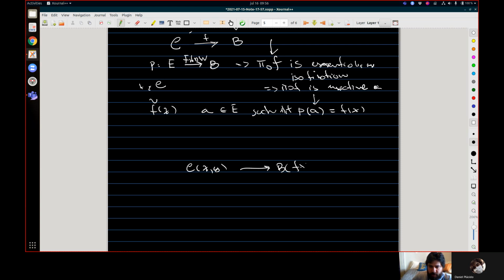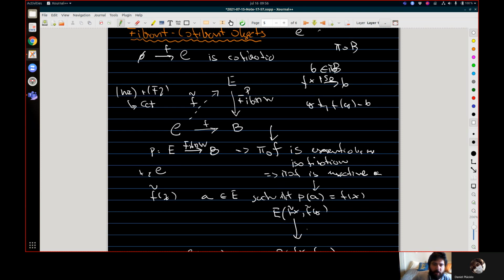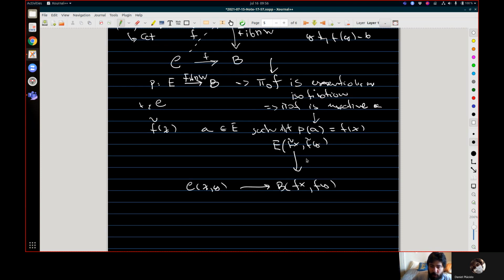Okay, b, f of x, f of y. Here we have e, f tilde of x, f tilde of y. Okay, this is, by definition, this commutes here. Here we have, by definition, p was an acyclic fibration. So it is locally an acyclic fibration in a set. Okay?